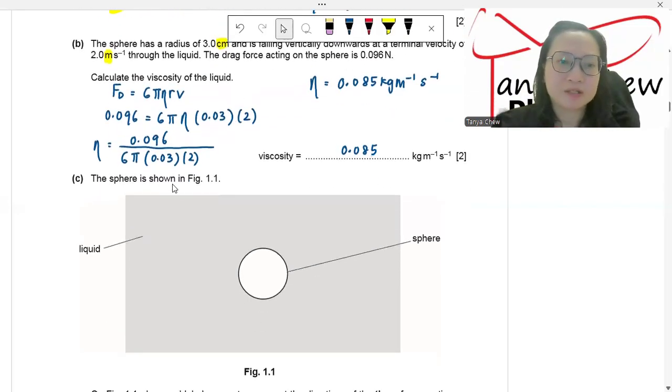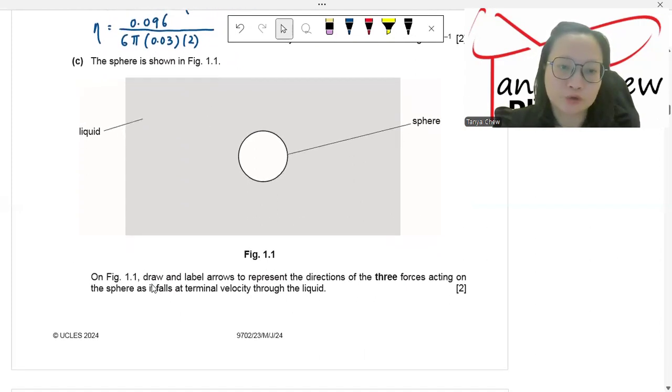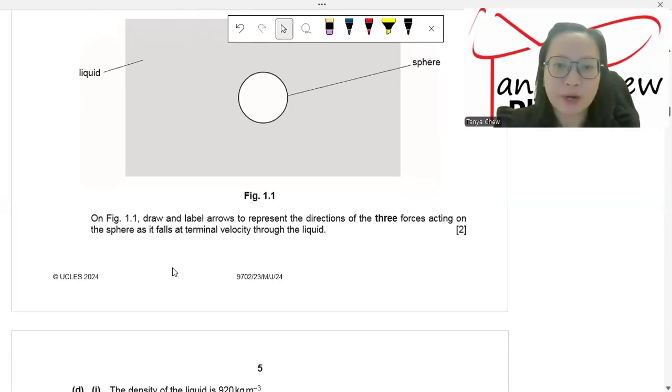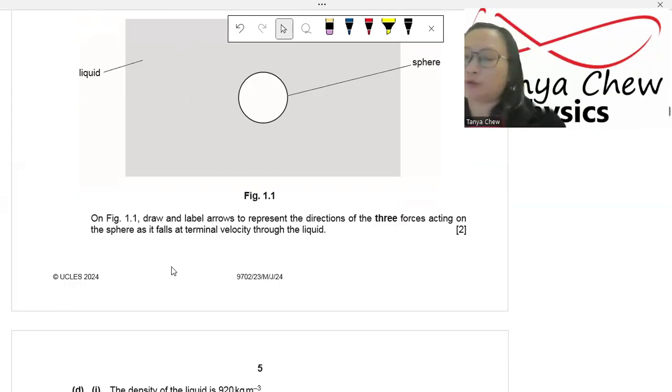Now see, the sphere is shown in Fig 1.1. On Fig 1.1, draw and label arrows to represent the direction of three forces acting on the sphere as it falls at terminal velocity through the liquid.